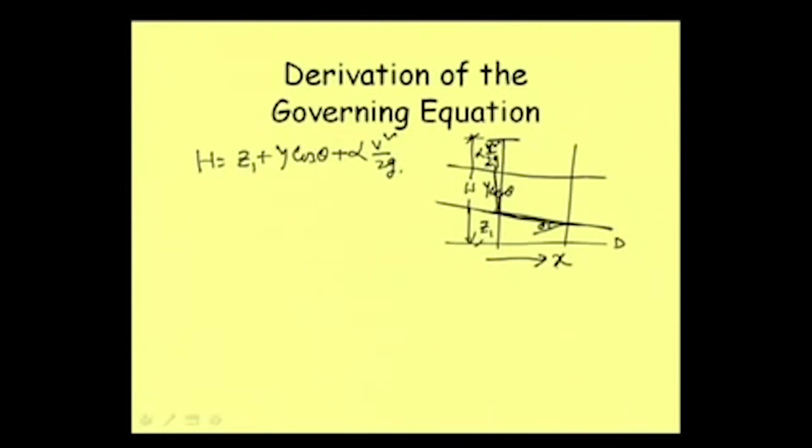If the flow direction we put here as x, then we can write dh/dx, that is, how h is changing with respect to x. So, we can write it as dh/dx, taking derivatives with respect to x. This is equal to dz/dx. I am not using the subscript 1 because I am writing in general for a particular section. Then plus d/dx of y cos theta, plus d/dx of alpha v square by twice g.